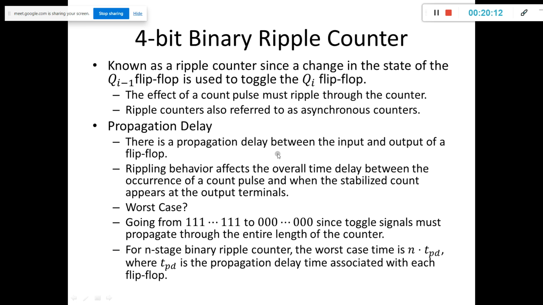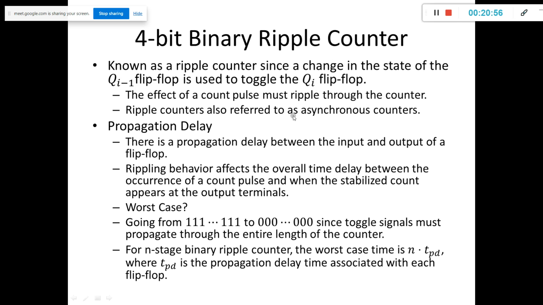Next, talking about the 4-bit ripple up counter, known as a ripple counter. Ripple means the output of the next flip-flop is dependent on the output of the previous flip-flop. The output has to ripple through all the flip-flops. It is a ripple counter since a change in the state of the Qi-1 flip-flop is used to toggle the Qi flip-flop. The effect of a count pulse must ripple through the counter, isn't it?